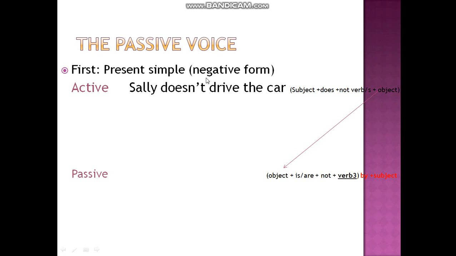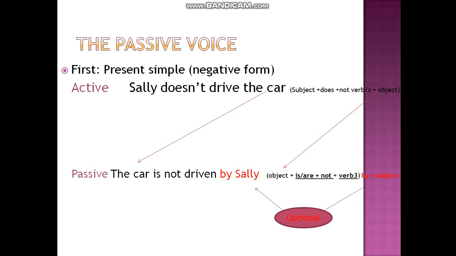We're gonna do what we did here. Our object is the car, it comes first. Is or are, it's singular, so it's is. We add the not because it's negative. Verb 3 is driven, the car is not driven by Sally, is optional of course. Very easy, all you have to do is to find your object, bring it to the first, and complete the form.